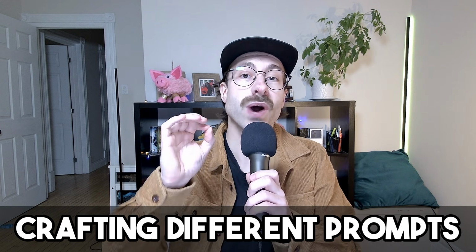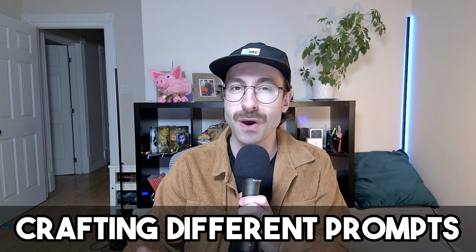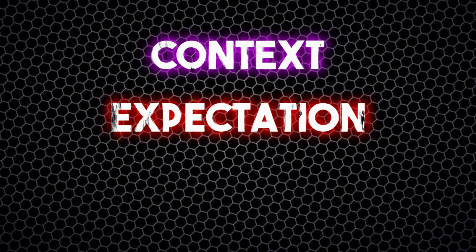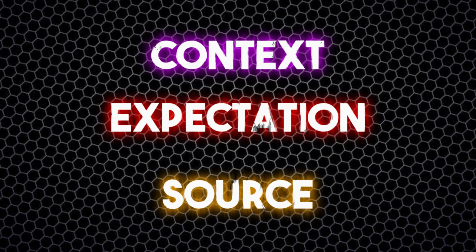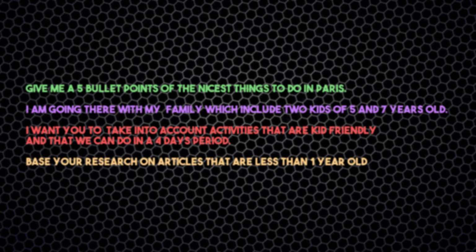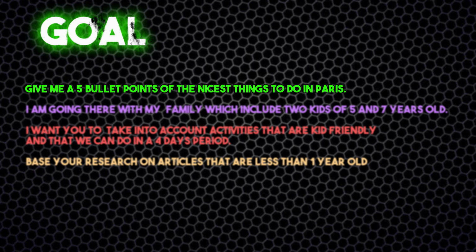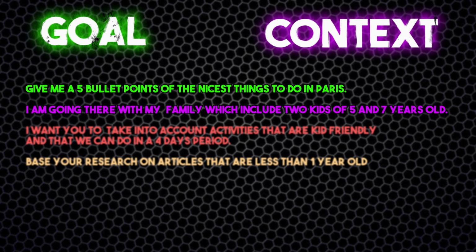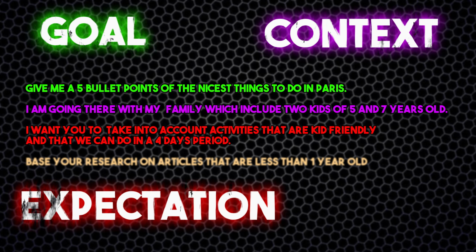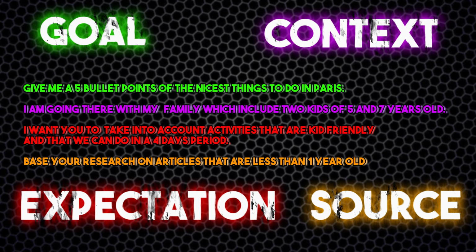Now that we know how to craft the perfect prompt, let's try it. Actually, let's mix and match the secret prompt formula ingredients. In other words, I'll switch the context, the expectation, and the source, and we'll see how it affects the results. So if you remember properly, our first prompt was, give me 5 bullet points of the nicest things to do in Paris. I'm going there with my family, which includes 2 kids. I want you to take into account activities that are kid-friendly and that we can do in 4 days, etc.